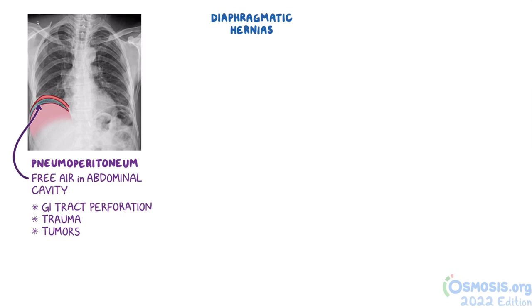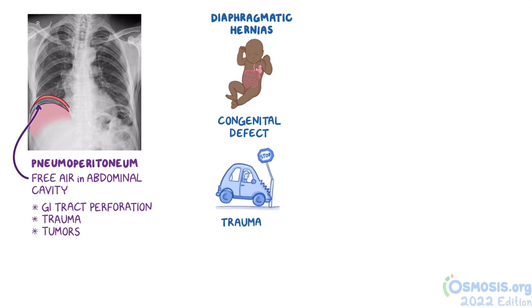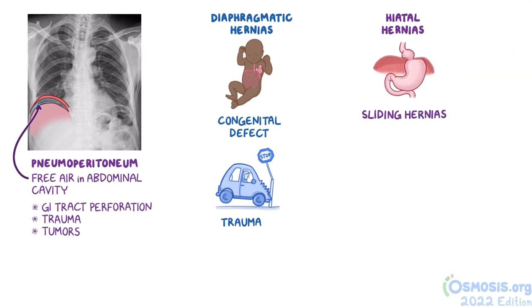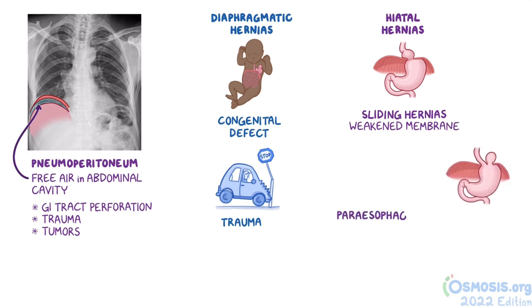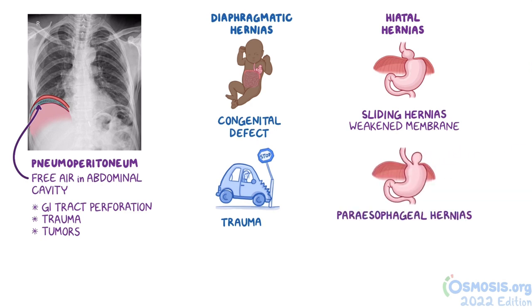Diaphragmatic hernias can result from congenital defects or are acquired when an individual suffers blunt trauma to the abdomen, typically affecting the left side of the diaphragm. Finally, hiatal hernias are when the abdominal cavity contents herniate into the thoracic cavity through the esophageal hiatus. Sliding hiatal hernias are more common and occur when the proximal stomach pushes into the thoracic cavity due to a weakened phrenoesophageal membrane, whereas paraesophageal hernias are typically when the fundus of the stomach bulges into the thoracic cavity due to a hole or defect in the phrenoesophageal membrane.